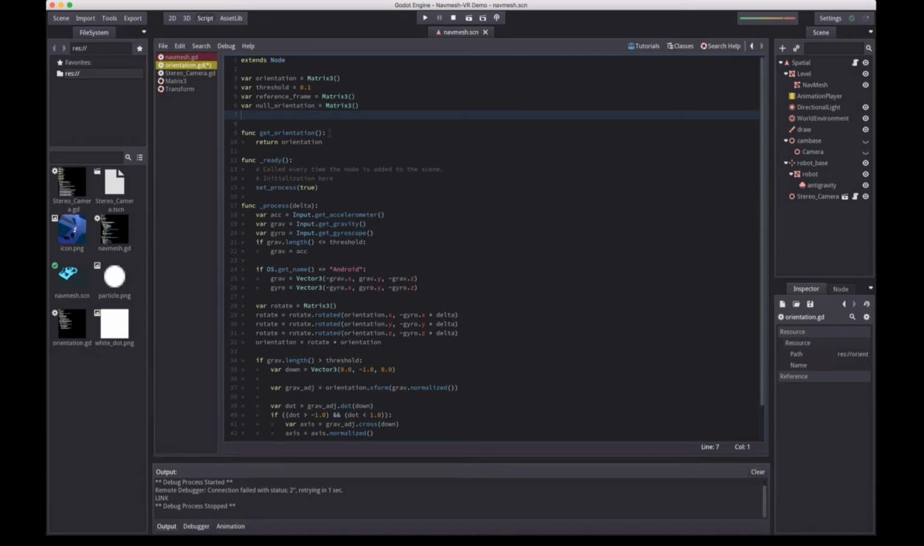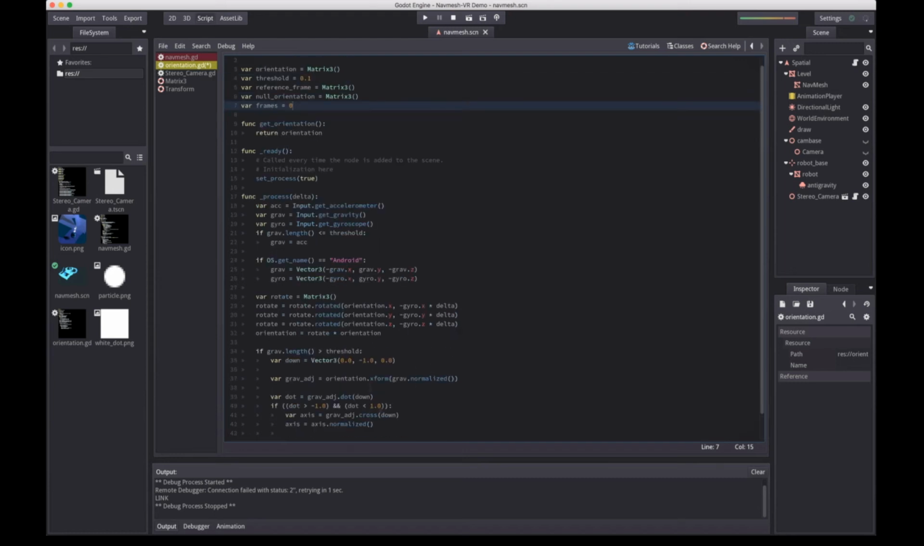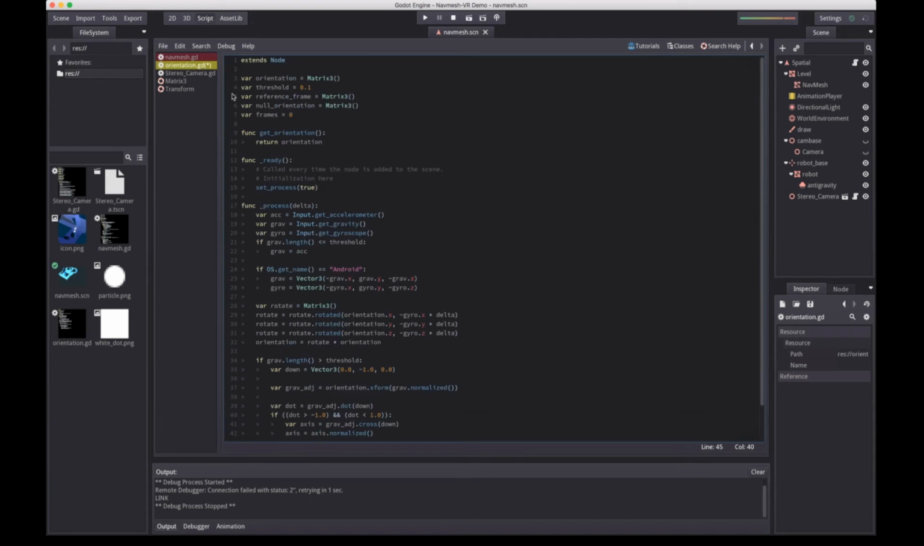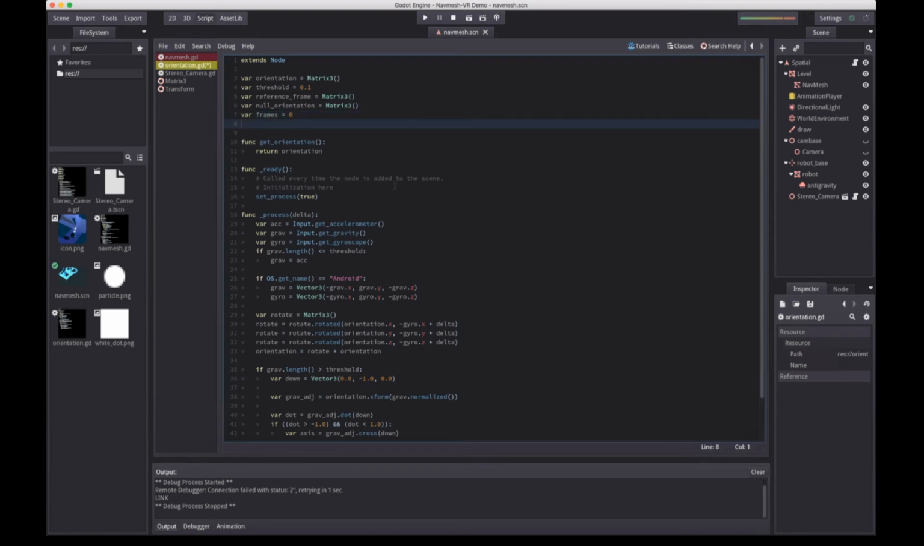Now we need 2 more variables before we can get started. First is a frame counter. The only reason we do this is because when you first start the application and you haven't run through any of this code, especially because of that times 2 or .2 that we have here, it takes a few frames for the phone to actually orientate itself. So we don't want to calculate our reference frame until we are ready to obtain it. We're going to use this to skip the first 10 or so frames before we actually set our reference frame.